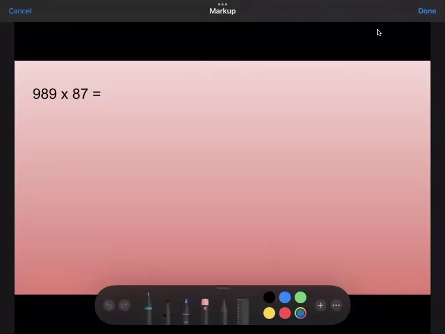Okay, here is the first problem we're going to do together. And for this one, I'm going to show you using the standard algorithm. I'll show you some different ways as we move through the examples, but this one I'll use standard algorithm. So what that means is I want to start by putting the number that has the most digits on the top. Since 989 is a three-digit number and 87 is a two-digit number, that means that 989 is going to go on the top. So I'm going to go ahead and write that up here. 989. And then on the bottom, we would put the 87.